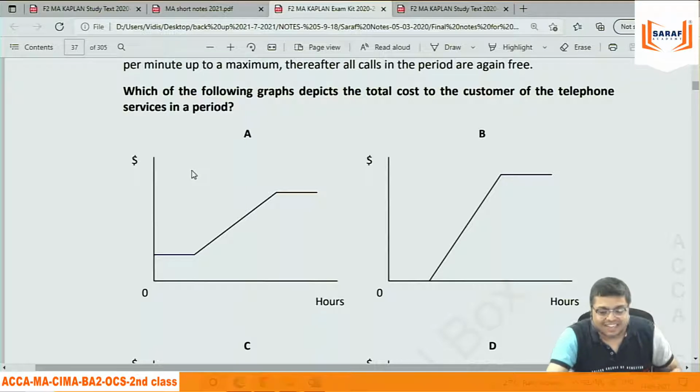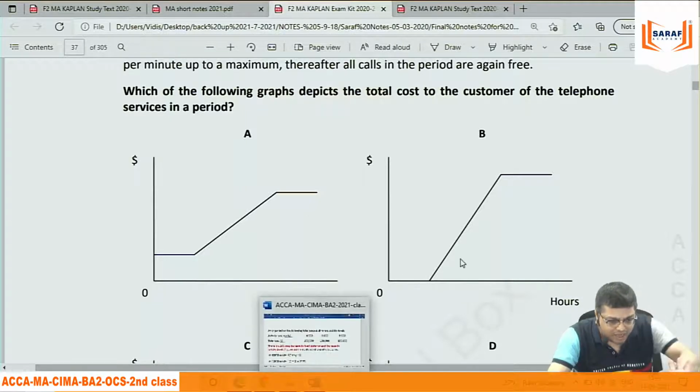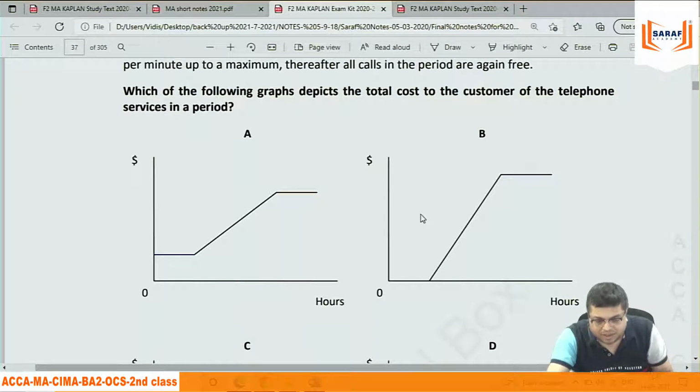I am saying, can the line start from the origin? They have not given any graph. That means that is not possible. Obviously you will say no. Origin means what?